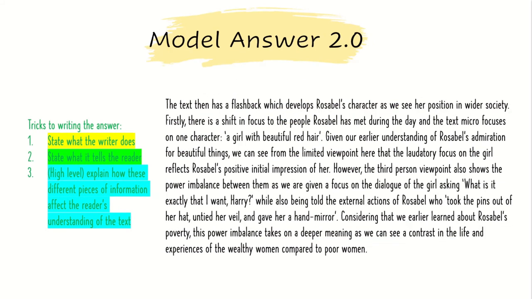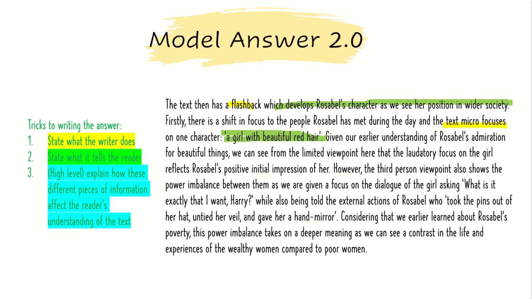The text then has a flashback which develops Rosabelle's character as we see her position in wider society. Firstly, there is a shift in focus to the people Rosabelle has met during the day, and the text micro focuses on one character, a girl with beautiful red hair. Here you can see I'm doing all the same things as I've already done. I'm using terminology like flashback, like micro focus. That's part of the terminology linked to writer's focus. Again, if you didn't know that, check out my video on writer's focus. And I'm using those techniques to explain what it tells us as a reader. And I use a quote to exemplify that point as well.